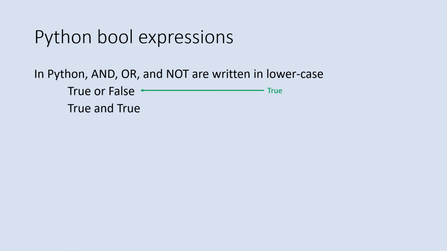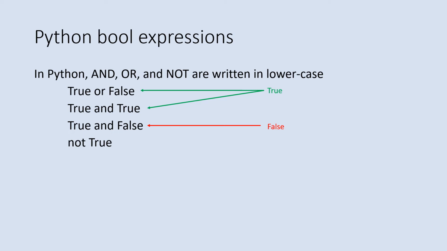If you print True and True, again, that is True. True and False, as we expect, is False. Not True, again, is False. We can do more involved, True or False and True. Now, the order of operations on this is that and takes precedence over the or. So what happens? False and True is False. True or False is True. So this is a true statement.